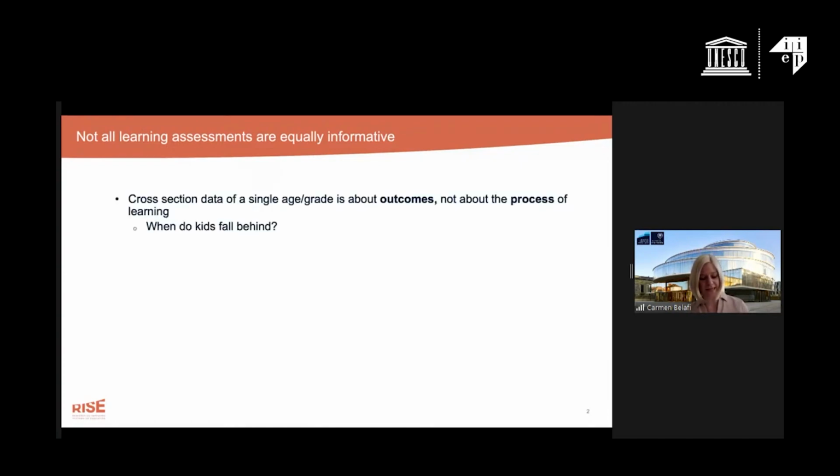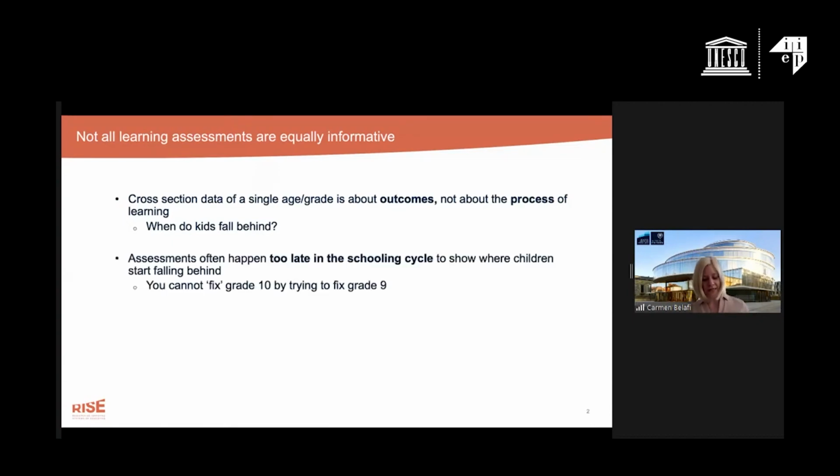The first is that especially cross-section data of a single age and grade is really about outcomes and not the process. So if you find out that in grade 6, children do not possess basic literacy and numeracy, this does not really tell you where in the process of schooling the problem started to occur. Second, many assessments happen too late in the schooling cycle, so at the end of primary and upwards. And our research really shows that you cannot fix grade 10 by trying to fix grade 9, because the gap emerges and grows over time.